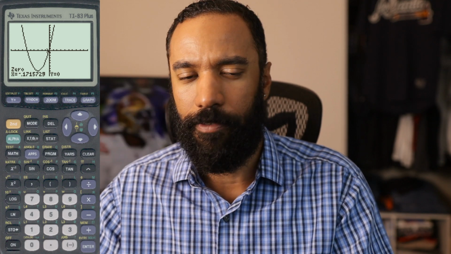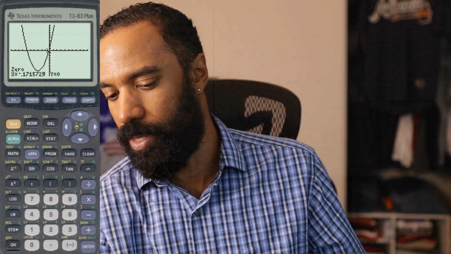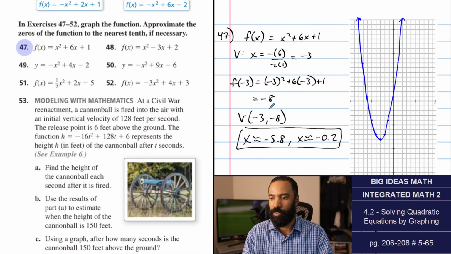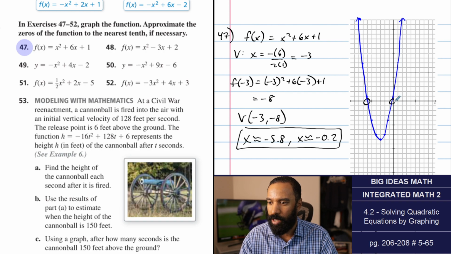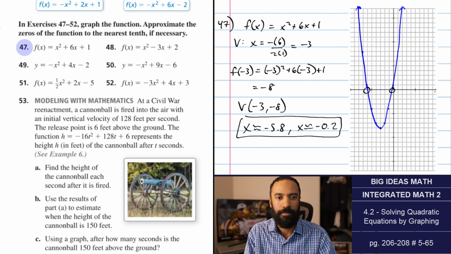So again, you can use the table feature for that. You can follow what I'm doing as well. Either or should work, but that's what we're going to get for those values. And that's what we're getting here. Negative 5.8, negative 0.2. Those look close enough to my graph.